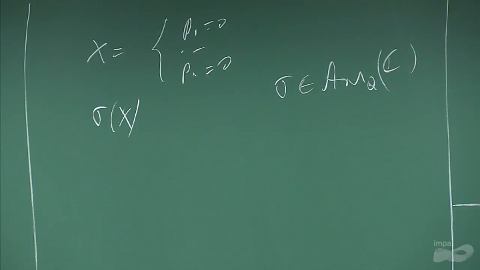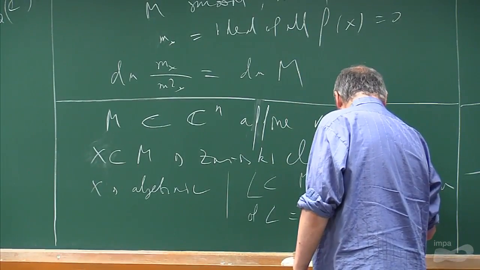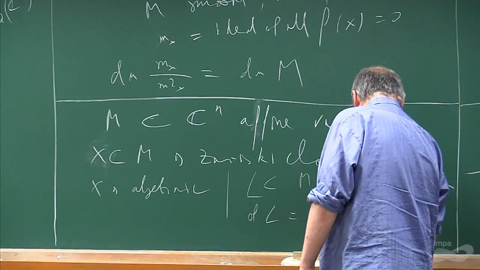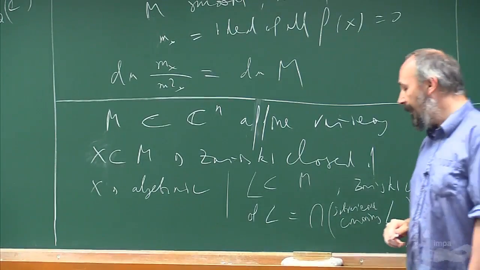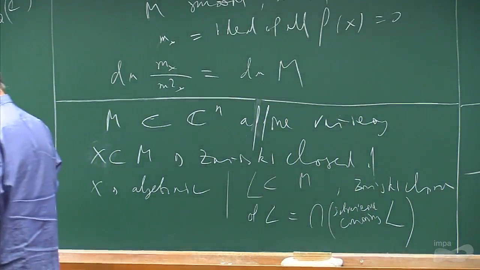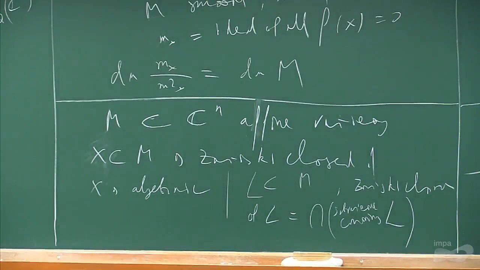Okay, there is a notion of Zariski closure. So if you have a subset L inside M, the Zariski closure of L is the intersection of all subvarieties containing L. So it's the smallest closed subset which contains L. If you know topology, this is just the same as the usual closure, but the definition doesn't care about Zariski topology.